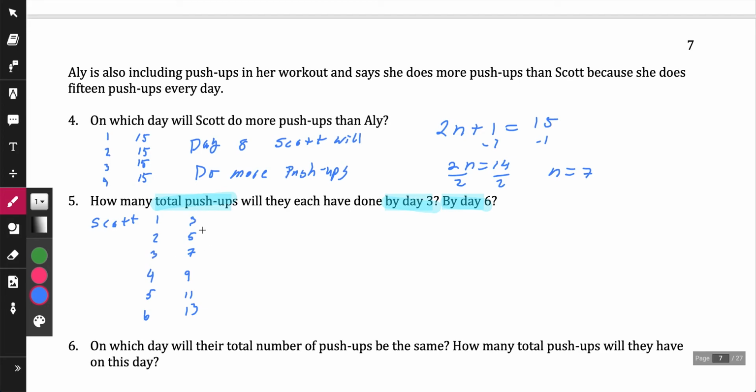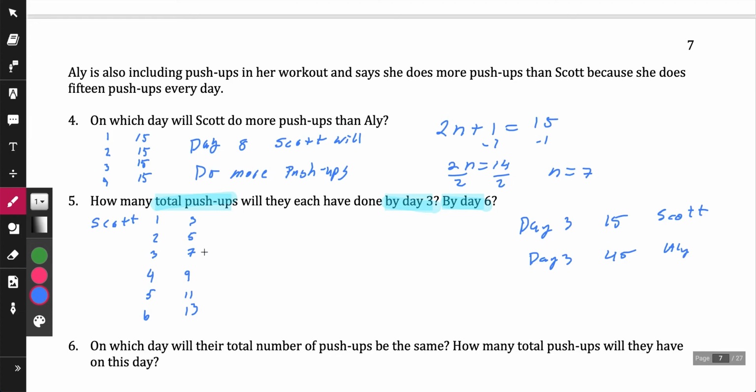And it says, well, how many push-ups did he do after 3 days? Okay, well, 3 plus 5 is 8. 5 plus 7 is 15. So on day 3, Scott was 15. And on day 3, Allie was 45. Because if we remember, she's just doing 15 push-ups every day. So she did a total of 45.